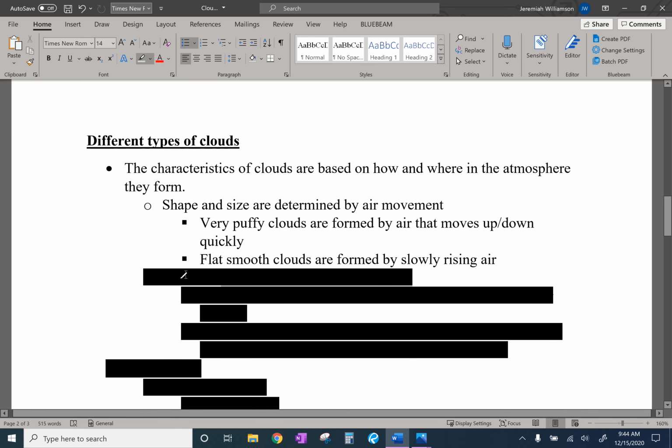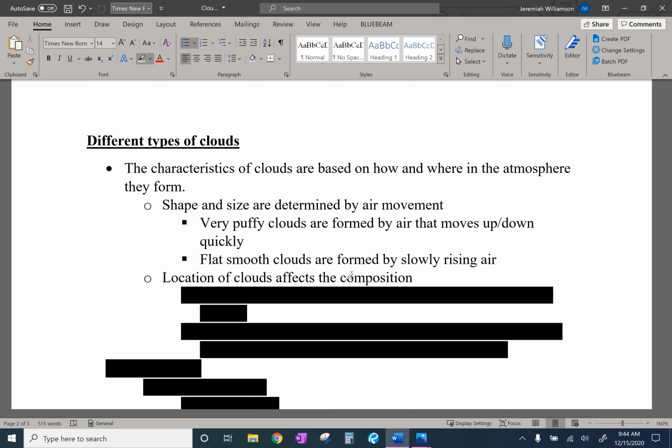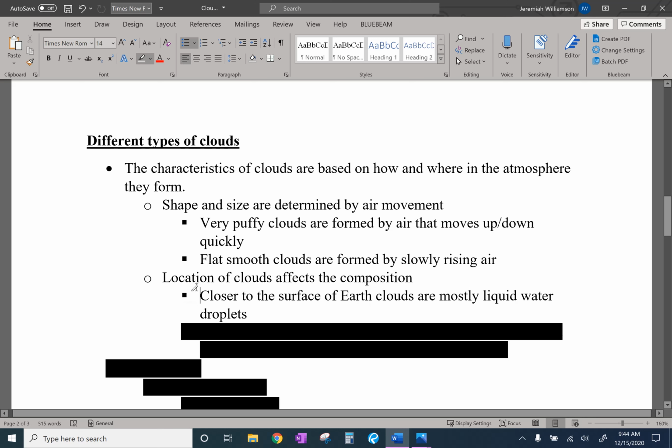All right, next. The location of the clouds affects their composition, essentially what is in them, whether it's just droplets, whether it's ice crystals, whether it's a combination. That is affected by its location, essentially where it forms in the atmosphere. Closer to the surface of the Earth, clouds are mostly liquid water droplets. Closer to the surface of the Earth, it's warmer.